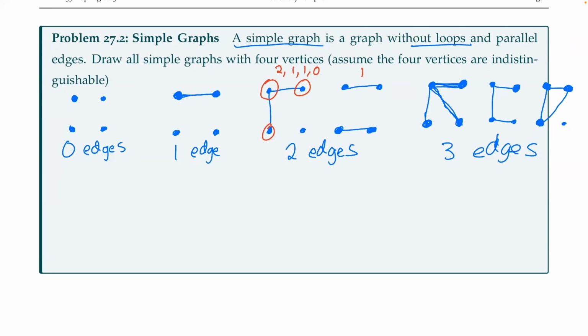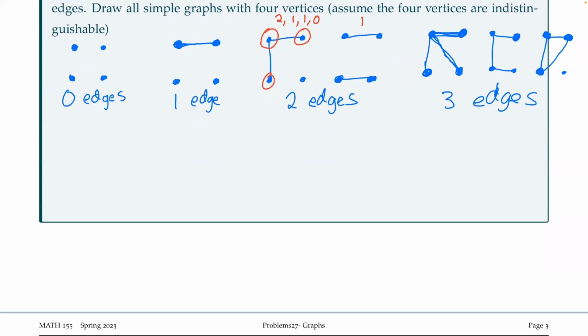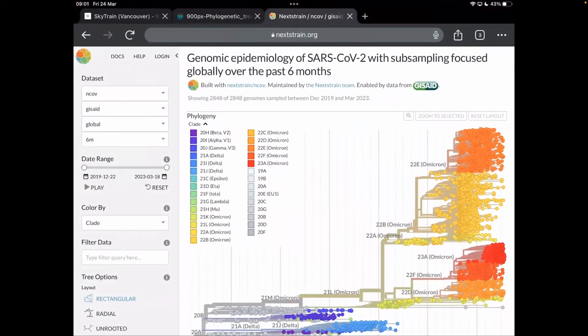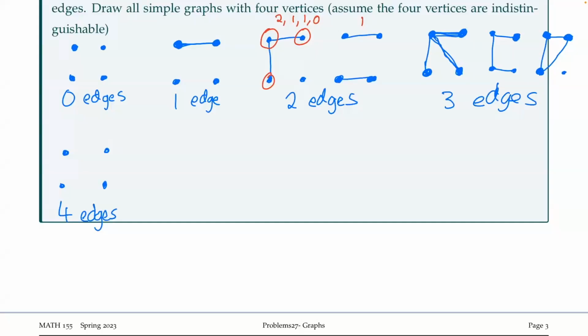Who got those three? Cool. Done. Okay, degree 4, or rather 4 edges, not degree 4. In this case, there are only 2. What do these look like?